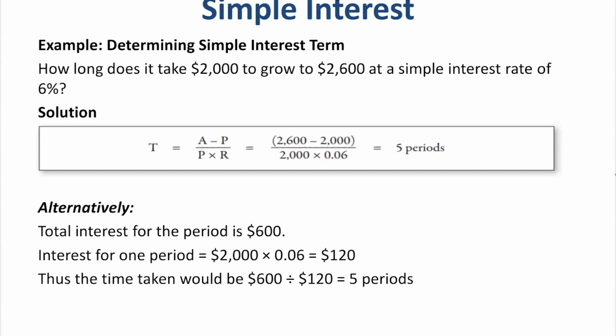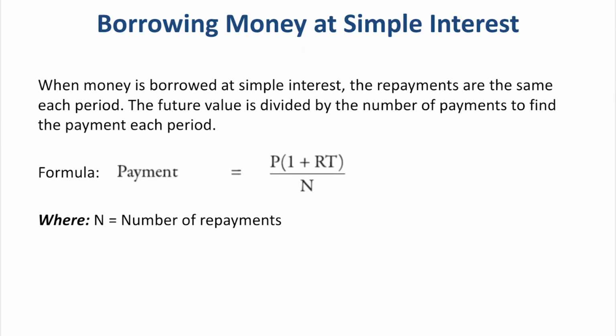Again, similarly, now we use the formula to figure out the time period. You have the future value of $2,600, principal of $2,000, divided by $2,000 times 6% interest. That will give you a period of 5 years.